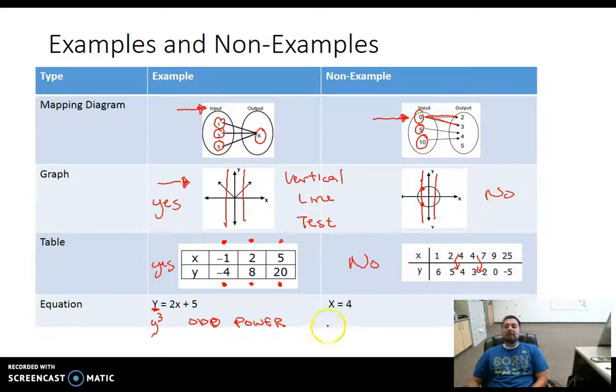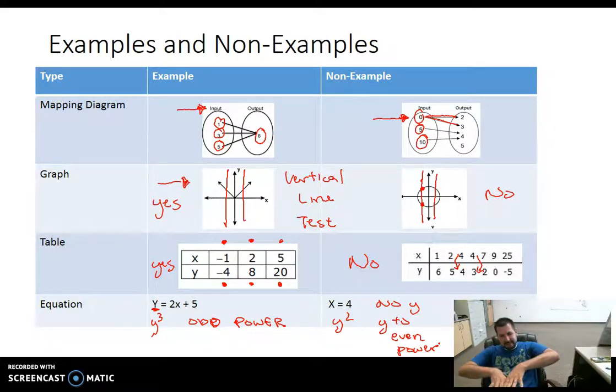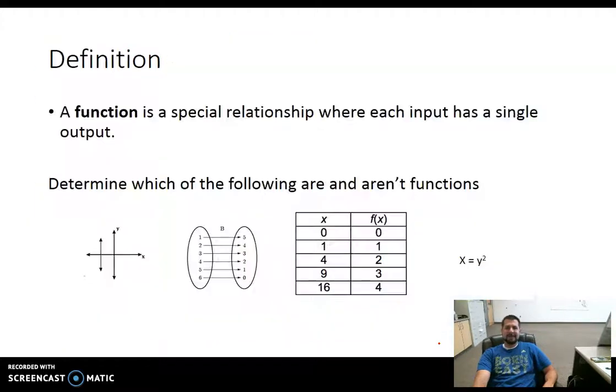Now if there is no y, like in this case, or y is being raised to an even power, if that's the case, then we do not have a function. Again, it's not to say that you can't do that, it's just that it does not represent a function, because I'm not just going to get one y value out when I plug in a specific x value.